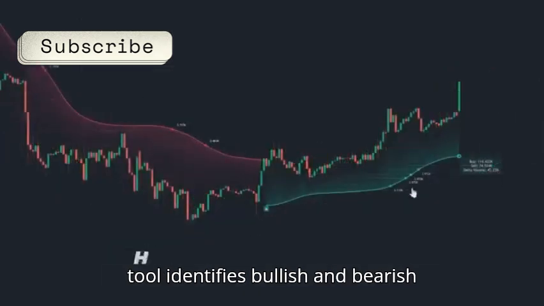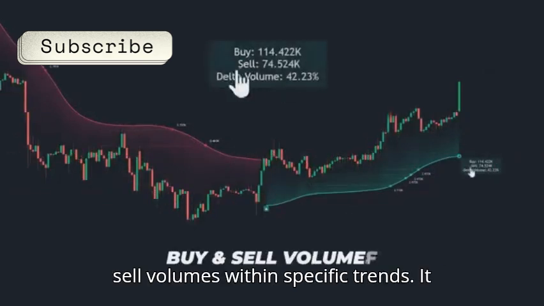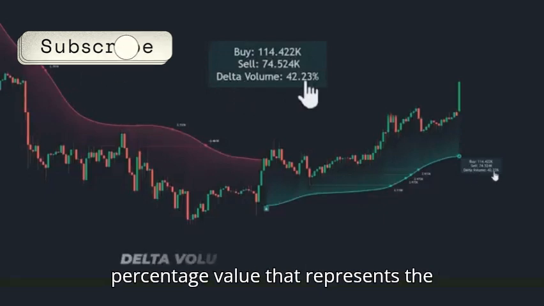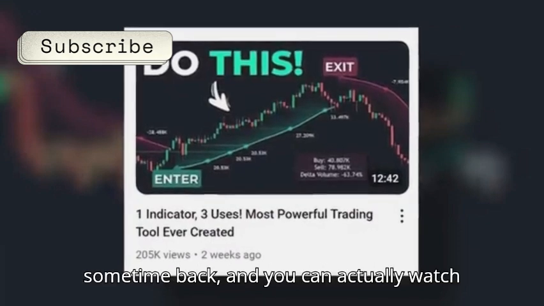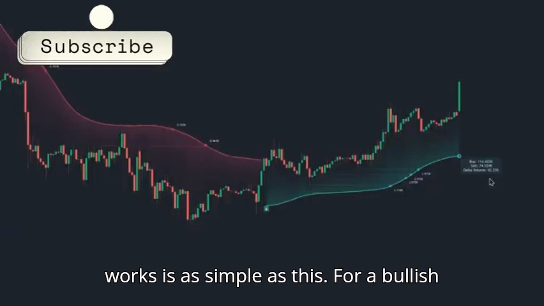This tool identifies bullish and bearish trends in the market, but most importantly, it also displays the buy and sell volumes within specific trends. It also includes a delta volume, which is a percentage value that represents the strength of the trend. I actually created a detailed video about this indicator some time back, and you can watch it on the channel. The link will also be in the description below.